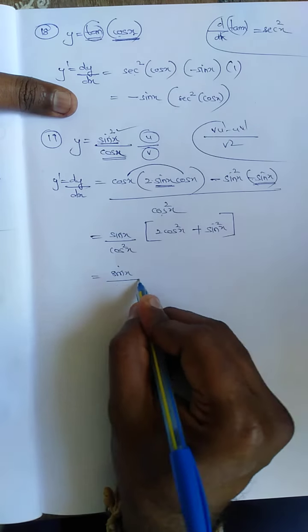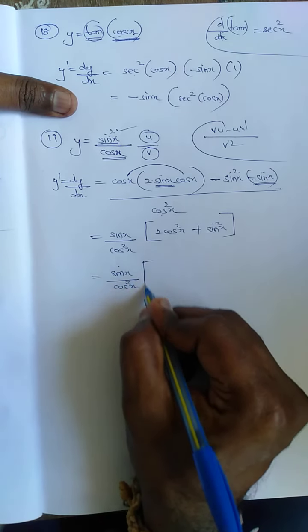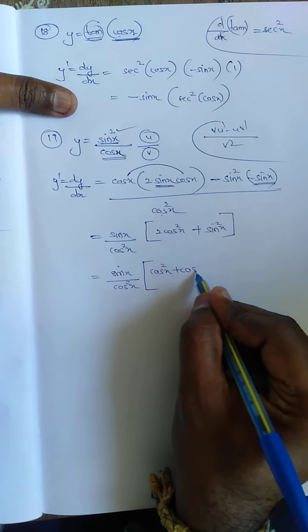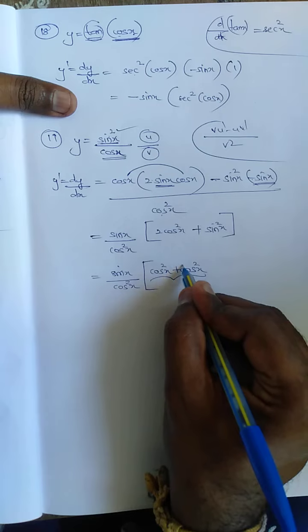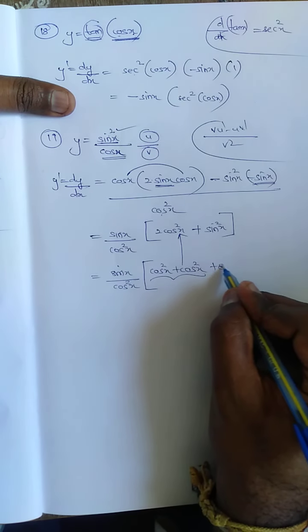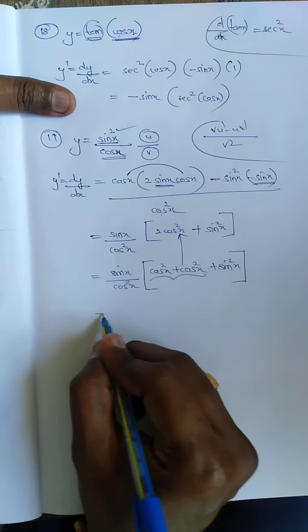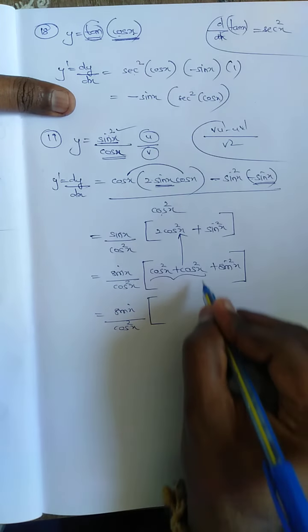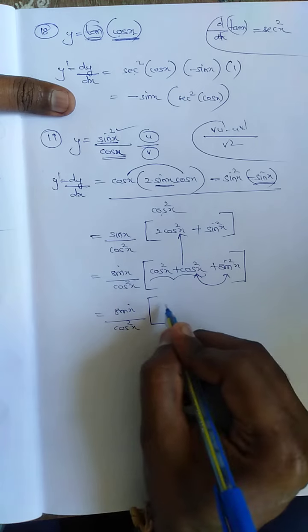So sin x divided by cos square x, open the bracket, 2 cos square x I can write as cos square x plus cos square x. You know cos square x plus cos square x is nothing but 2 cos square x plus sin square x. Therefore, sin x divided by cos square x, you know cos square x plus sin square x is nothing but 1.